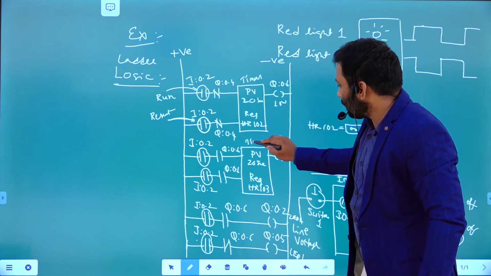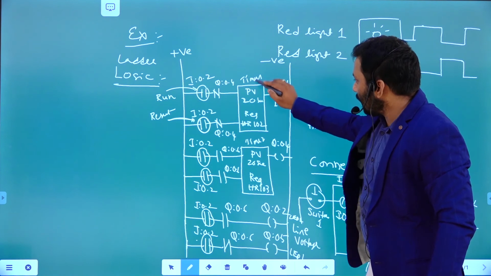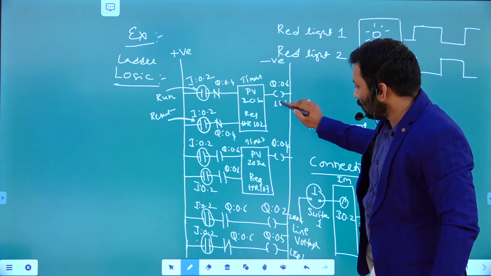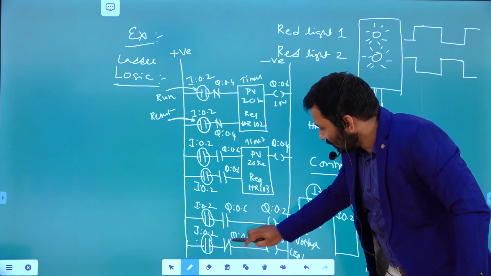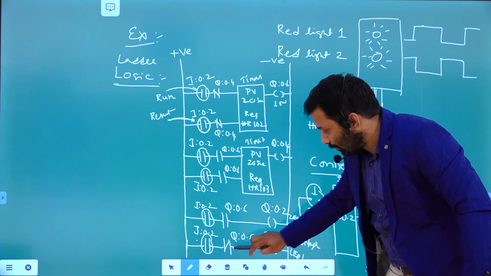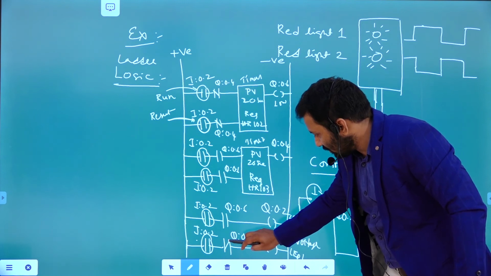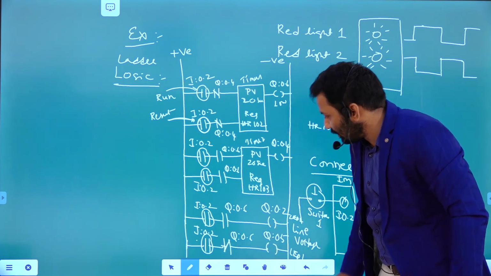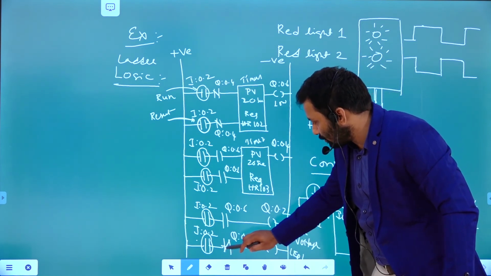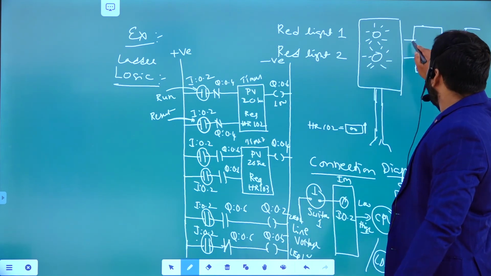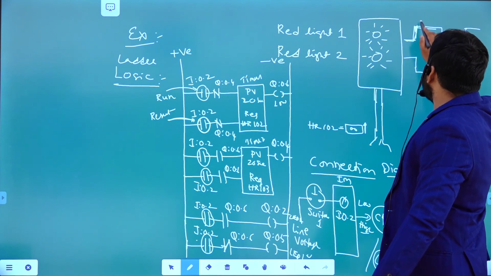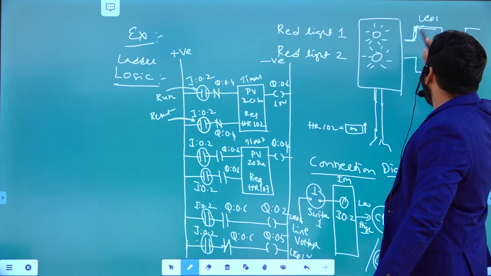this is timer 2, right? Timer 1, up to 20 seconds, it is low only. That is the reason this is not going to be activated. This is going to be activated. That means this is in the normally closed condition only, right? That is the reason LED 1 is going to be on.